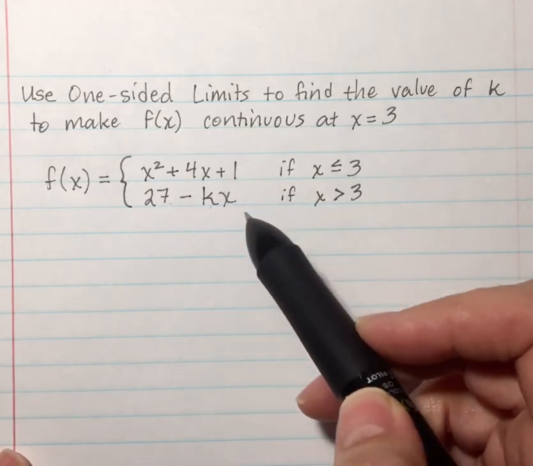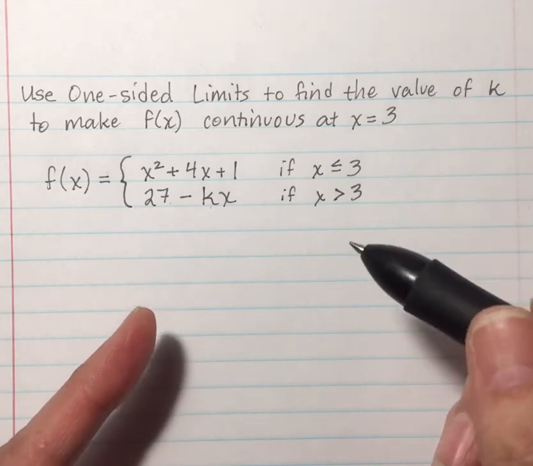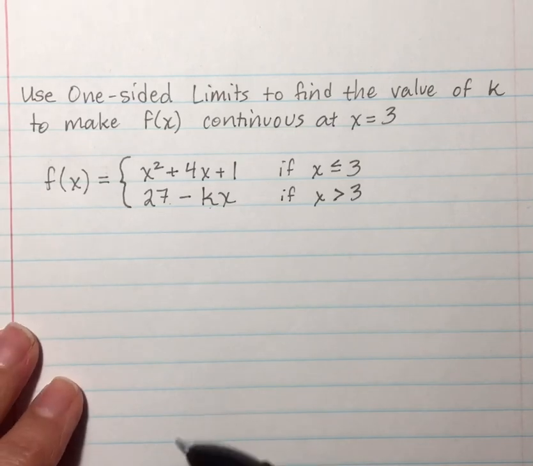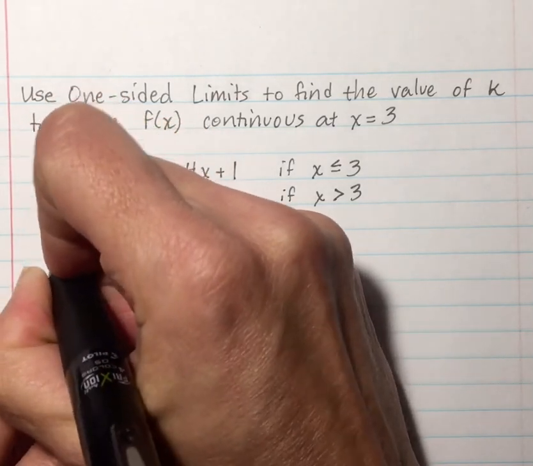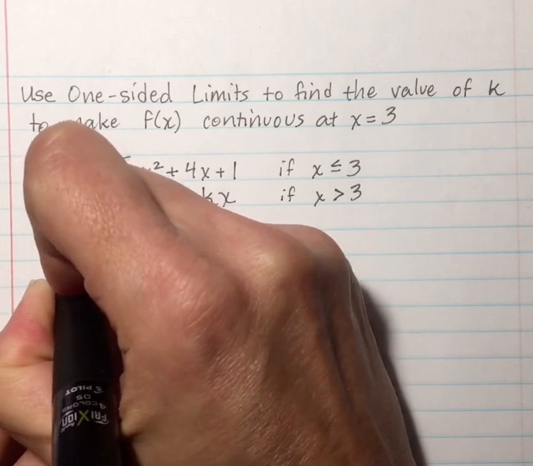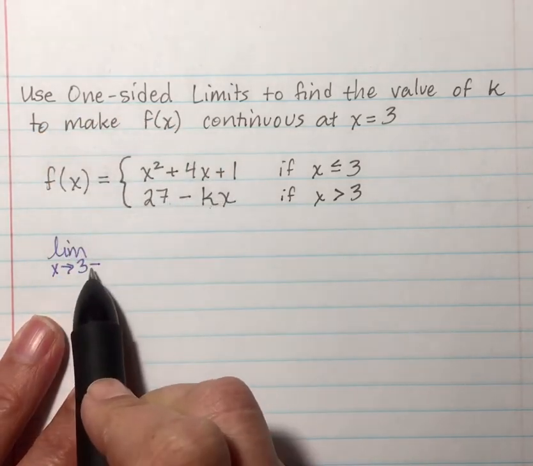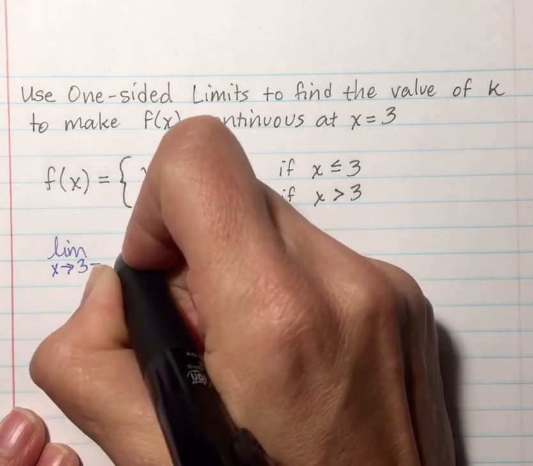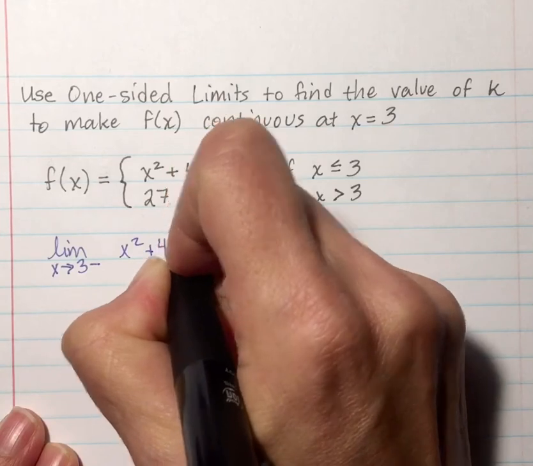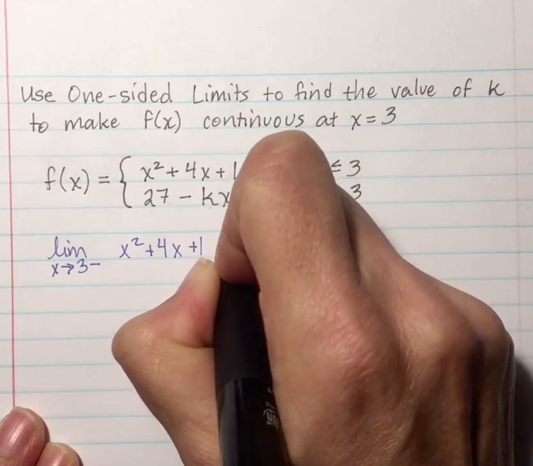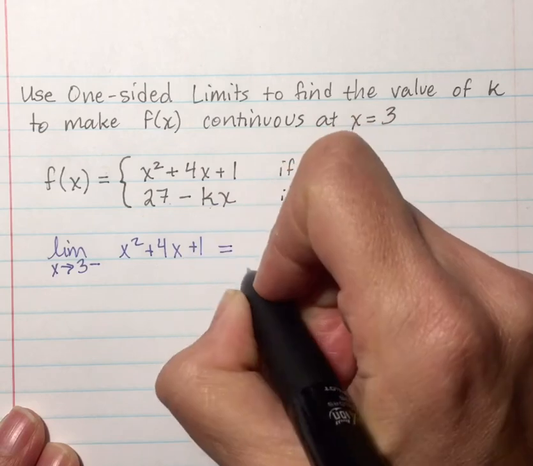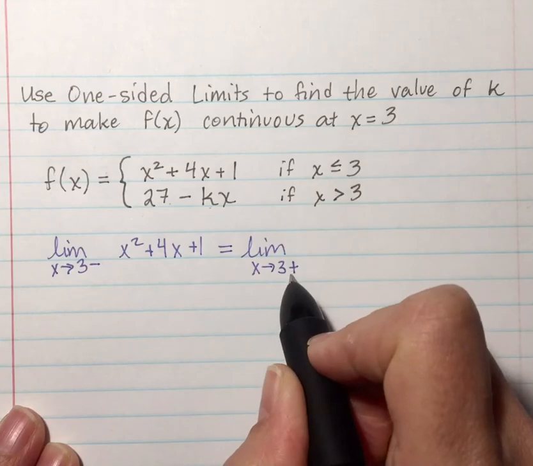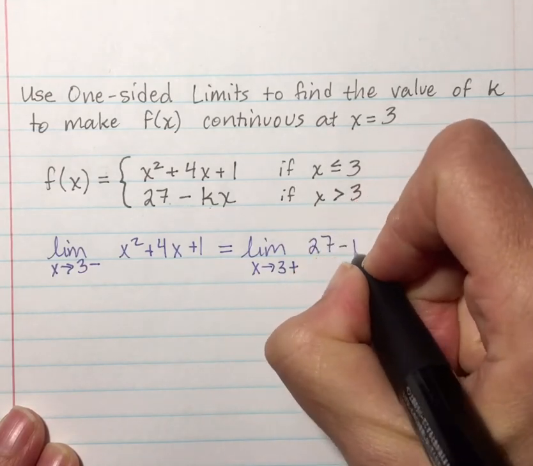So we need these two guys to come together from the left, that is on the parabola, and from the right on the line, and have them meet. So we're going to use one-sided limits to show this. I have the limit as x approaches 3 from the left. Remember that the sign after the number means it's coming from the left. From the left, we're on the parabola, so I'll put my x squared plus 4x plus 1 here. And we need that to equal, coming from the right, so the limit as x approaches 3 from the right, which I show with the plus, of 27 minus k times x.